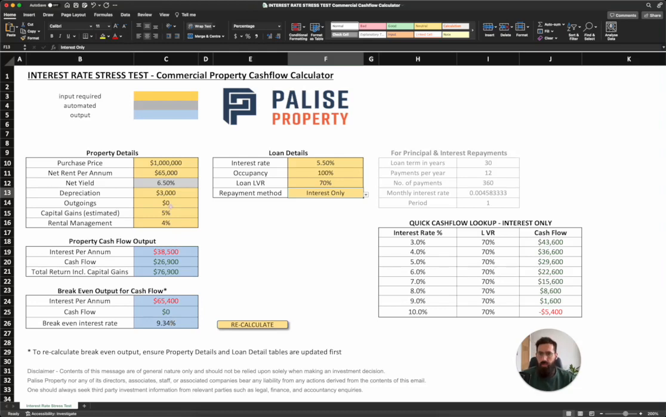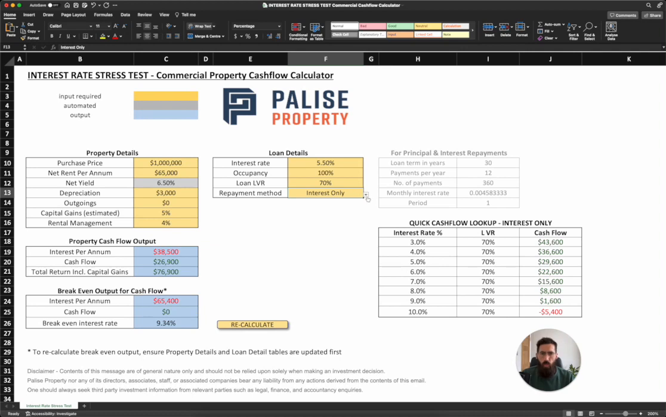So in this instance, on interest only, you're at 9.34%. So there's quite a lot of fat in the interest rate before you start turning negative. Like I said, that for me is fairly low risk compared to a residential that's very negatively geared from the get-go. You've basically got that buffer in place.